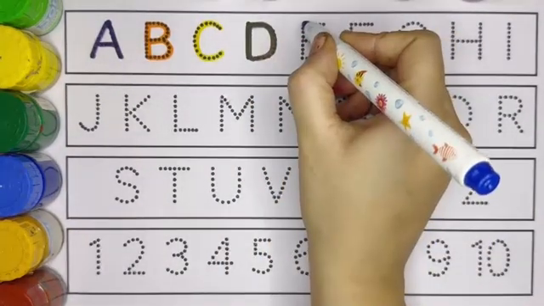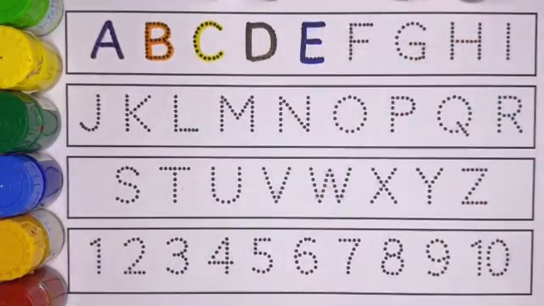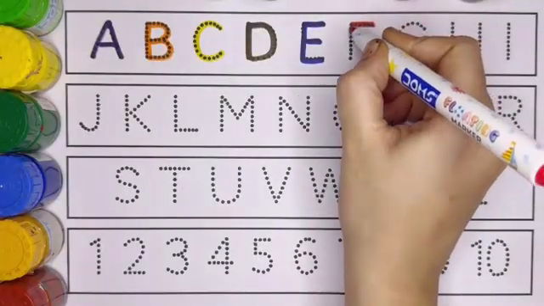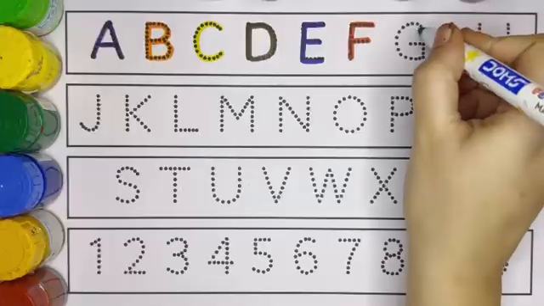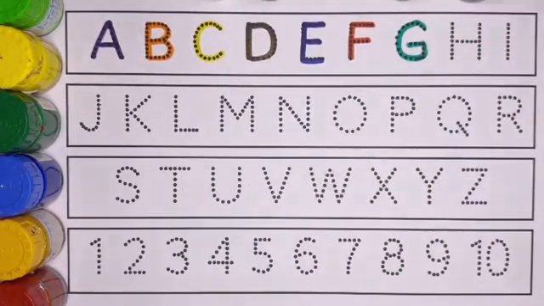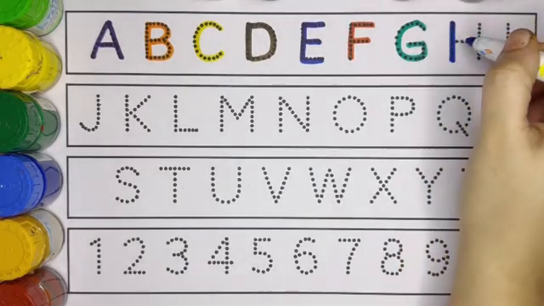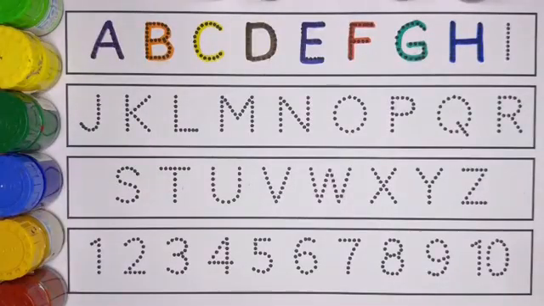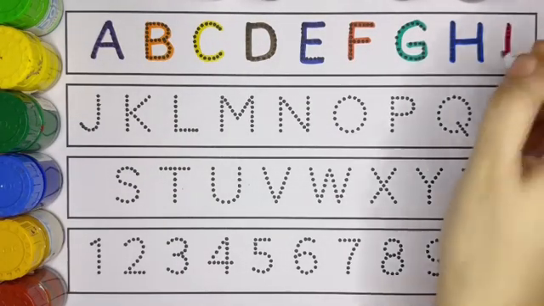Next comes E. E for elephant. Next comes F. F for frog. Next alphabet is G. G for grass. H for horse. Then comes I. I for ice cream.